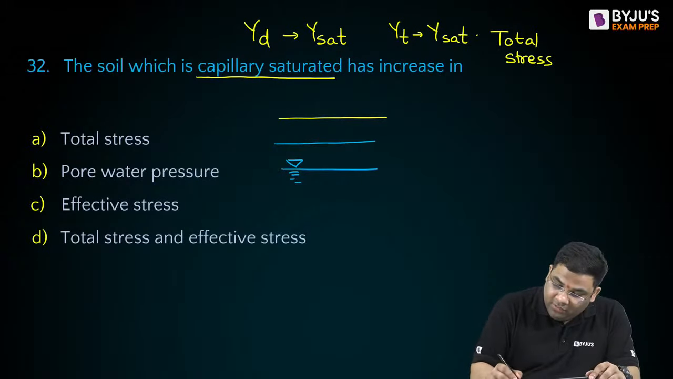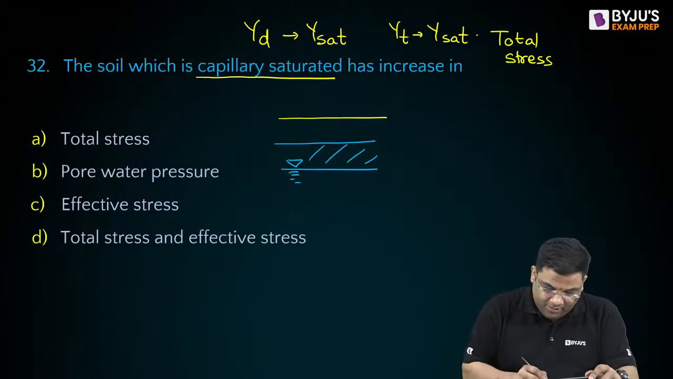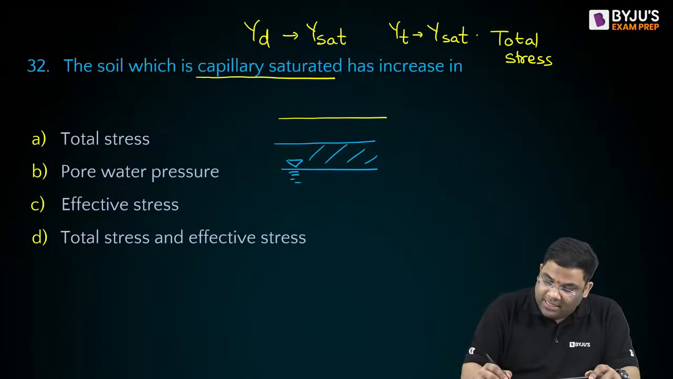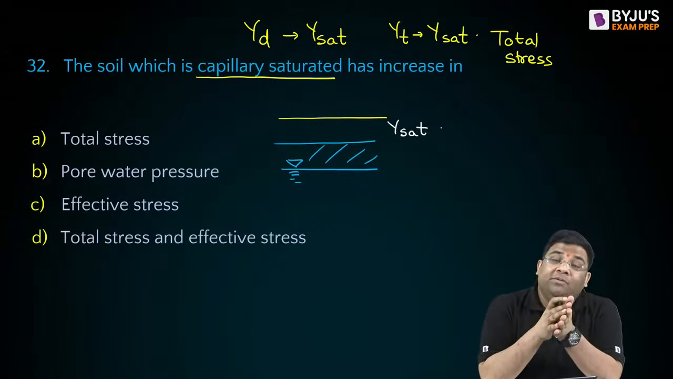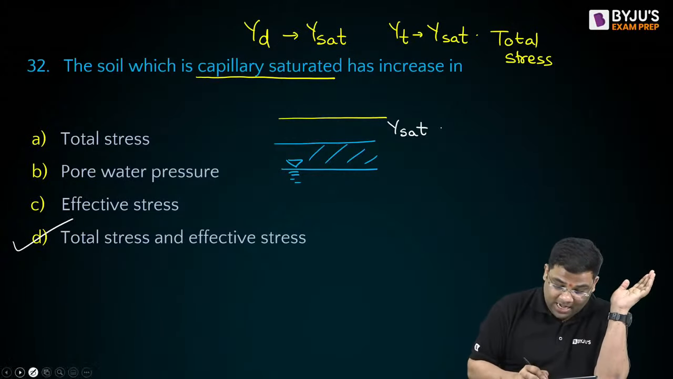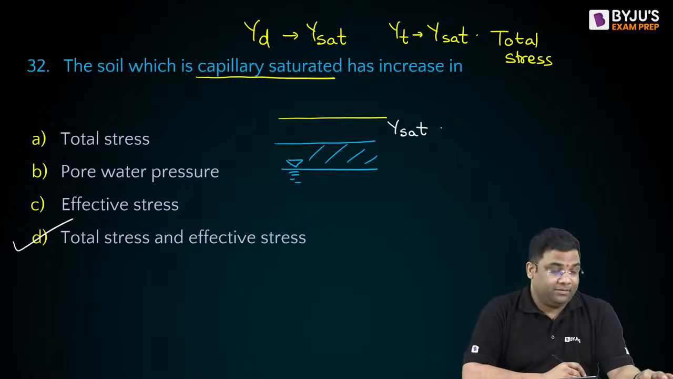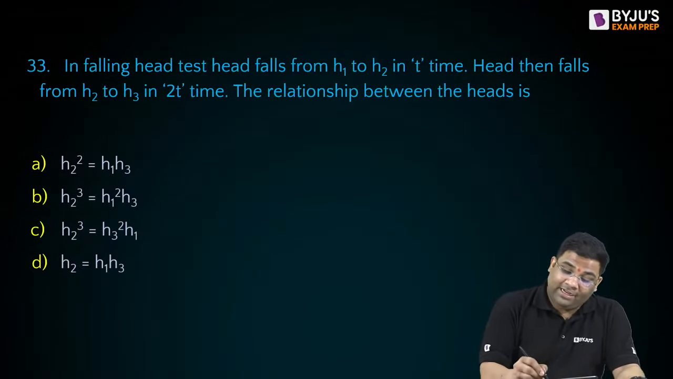This zone will now become saturated. So your gamma will become gamma saturated. Gamma becoming gamma saturated means total stress will increase, and effective stress will also increase. So the answer is total stress and effective stress both increase. Next question, 33. Falling head test.